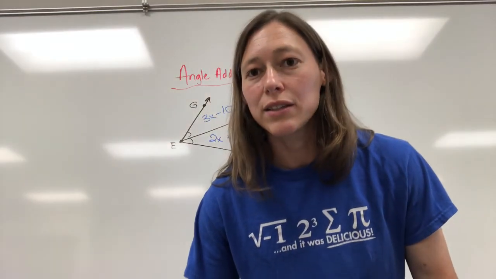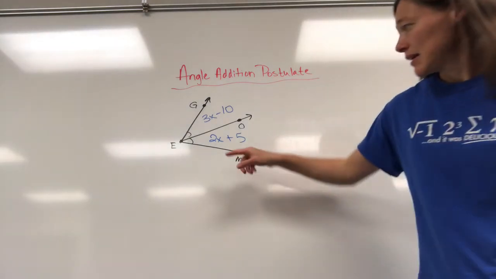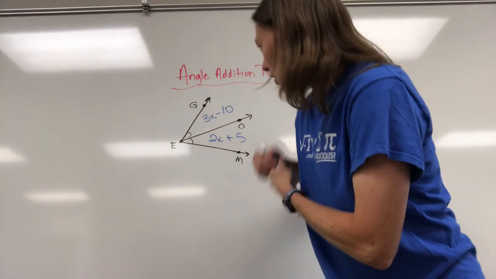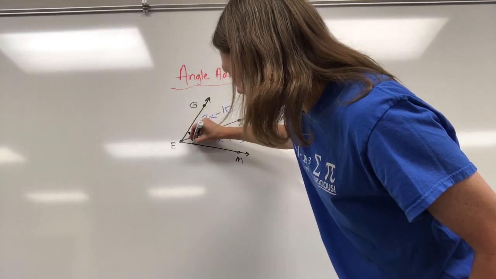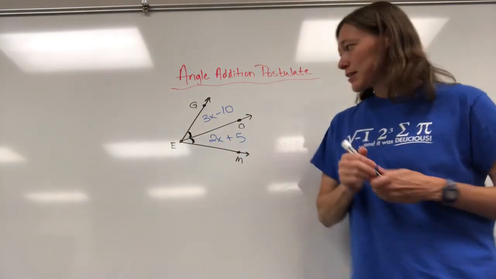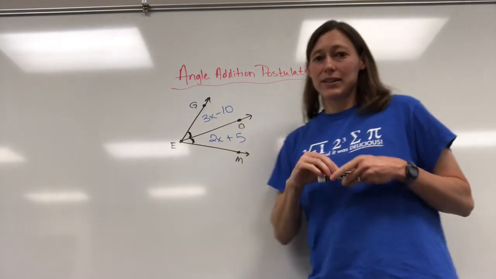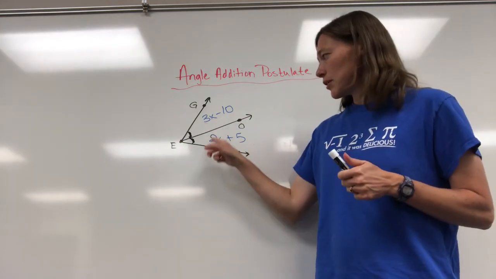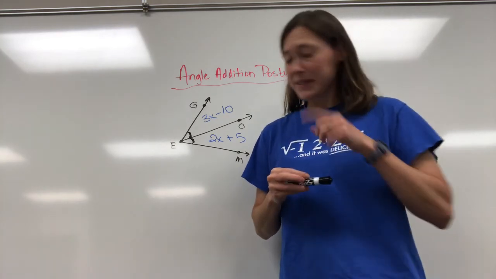But wait! What if it's set up like this? And we see these two little arcs here. This means that these two angles are congruent. This means that this ray EO is the angle bisector, so these are equal to each other. Okay? So, yes, that's right.